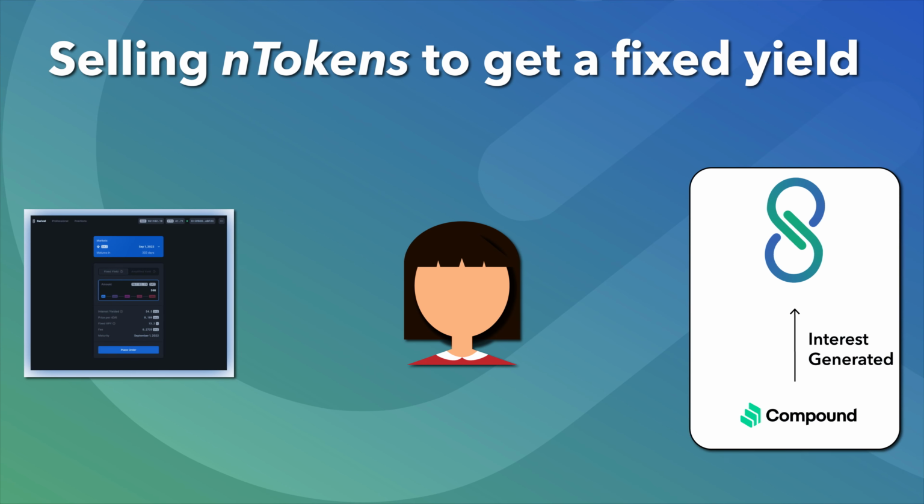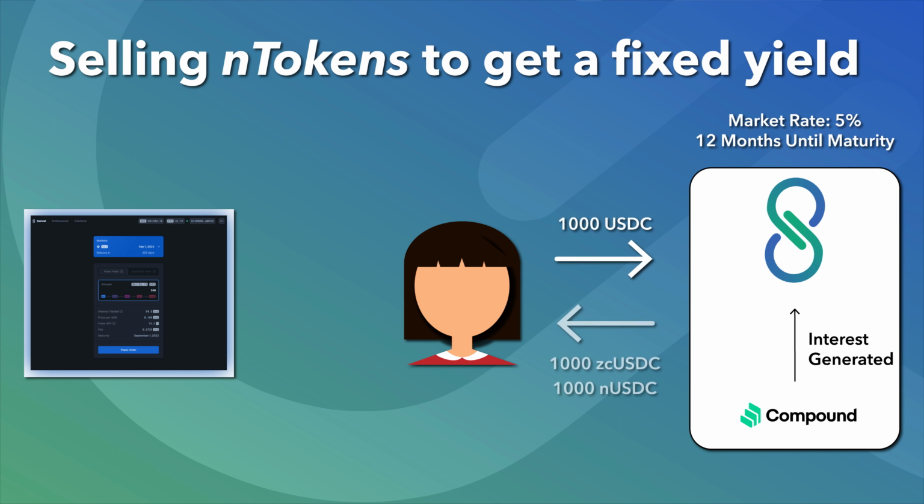She's pretty satisfied with the current interest rate, which is, let's assume, 5%, and believes that it is likely to drop in the future. What she does in such a case is she splits her asset into ZC USDC and nUSDC, and then immediately sells her nUSDC to lock in the yield. How much will Alice actually earn from this?